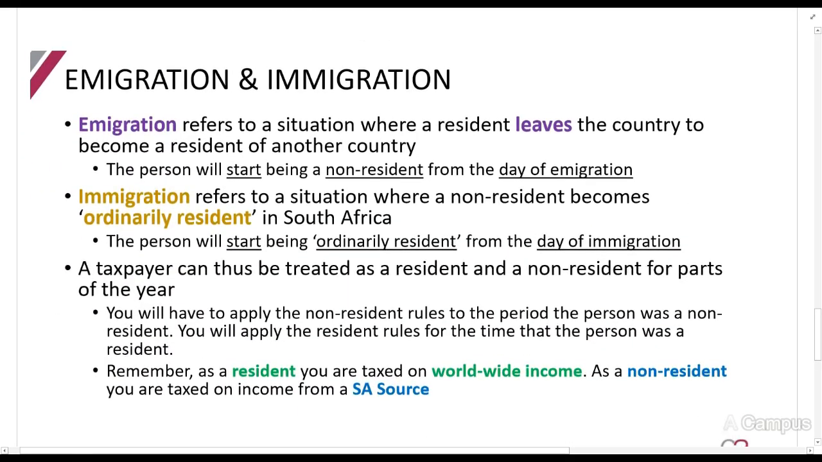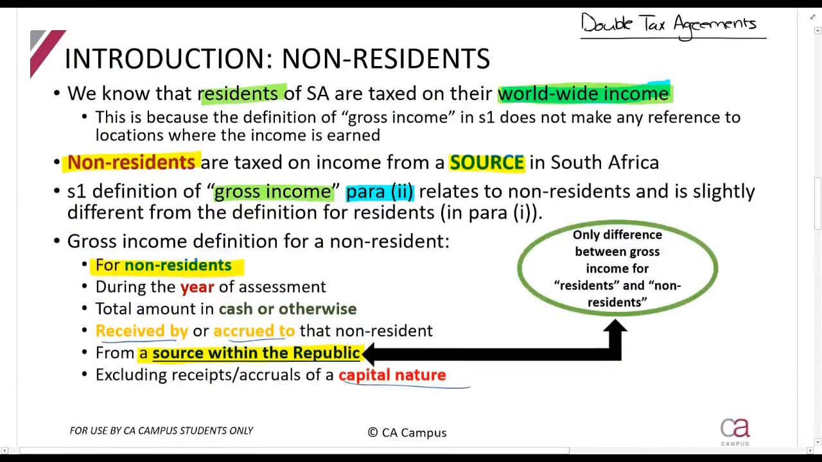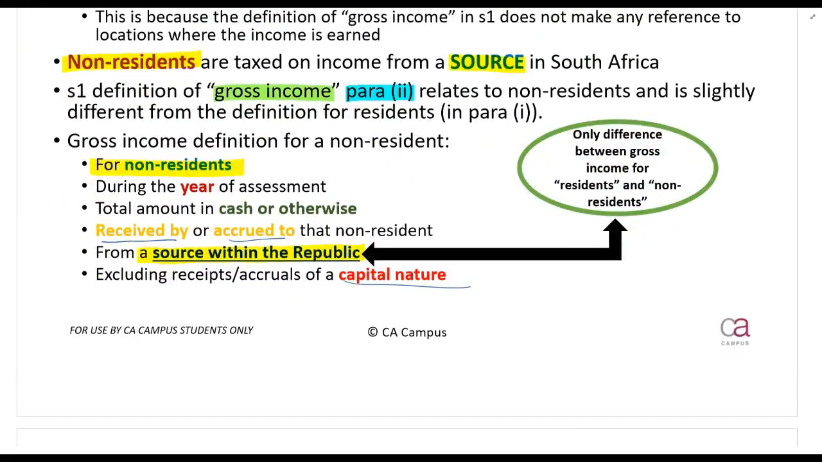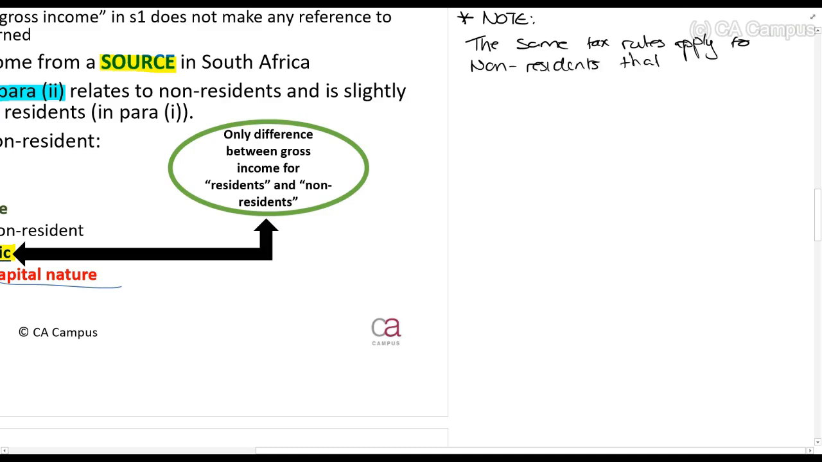Okay, so just again, guys, before we jump into all the little details, we're just understanding in general how a resident and a non-resident works. I want to go back to the introduction and have you make a little note for yourself: the same tax rules apply to non-residents that apply to residents.